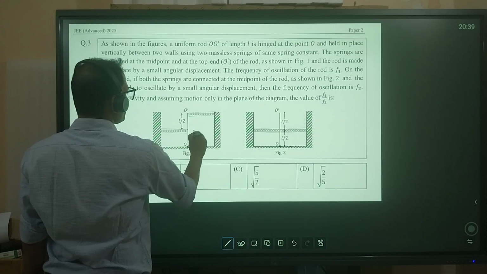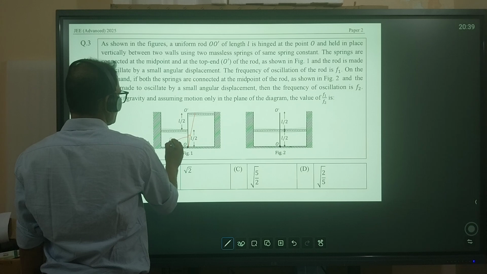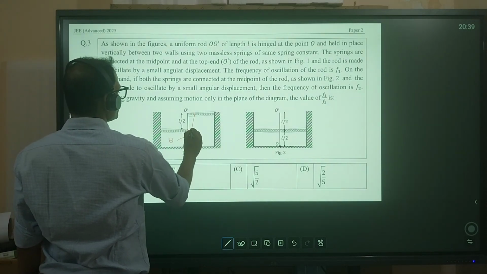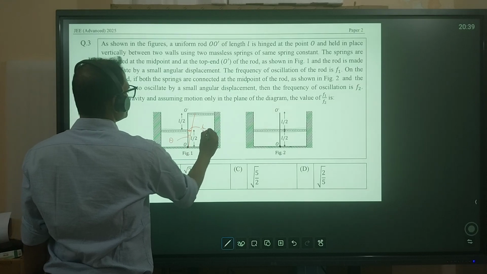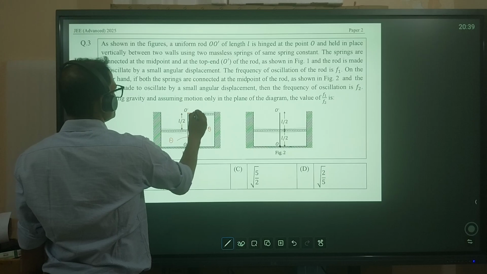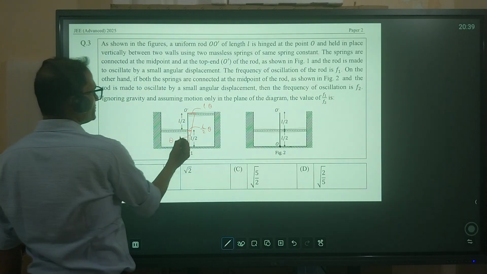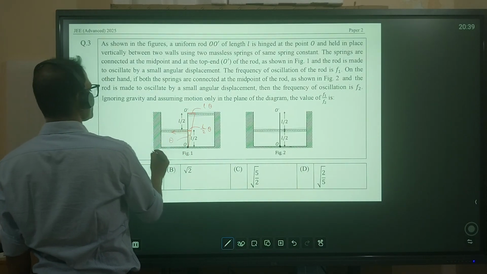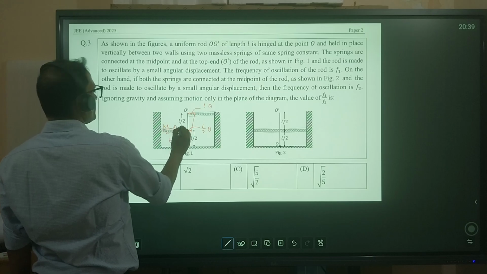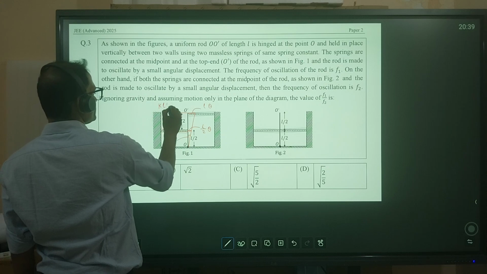Suppose it is displaced by a very small angle theta. So what will happen? This increment in length will be L by 2 theta, and this decrease in length will be L theta. Because of that, it will apply a force KL by 2 theta, and it will also apply a force KL theta.